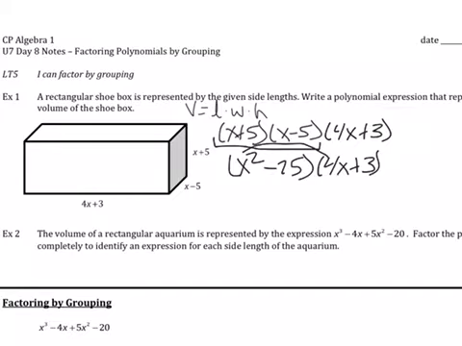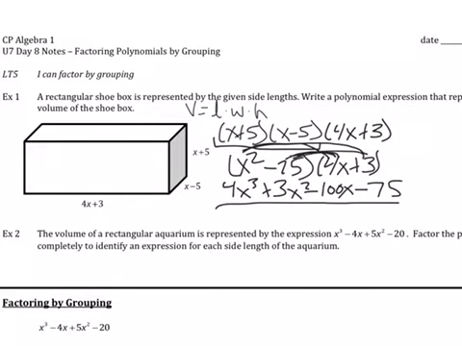Let's go ahead and distribute that x squared to the 4x and the 3. First, x squared times 4x is going to be 4x to the third. That second term is going to be x squared times 3. That's a positive 3x squared. Over to the inside terms, negative 25 times 4x is going to be negative 100x. And then finally, a negative 25 times a positive 3 for negative 75. So there is our expression that represents the volume of that shoebox.